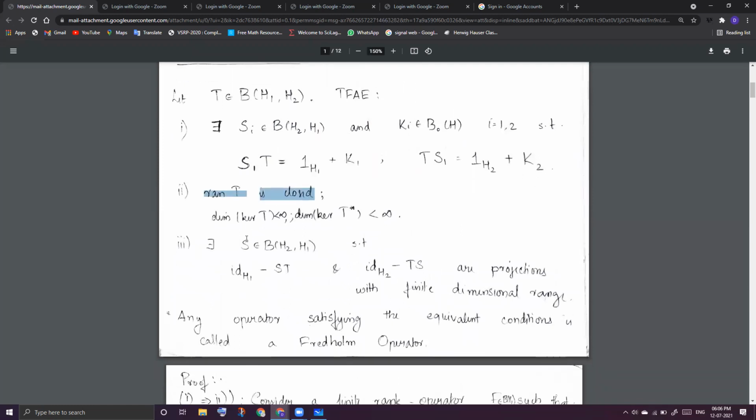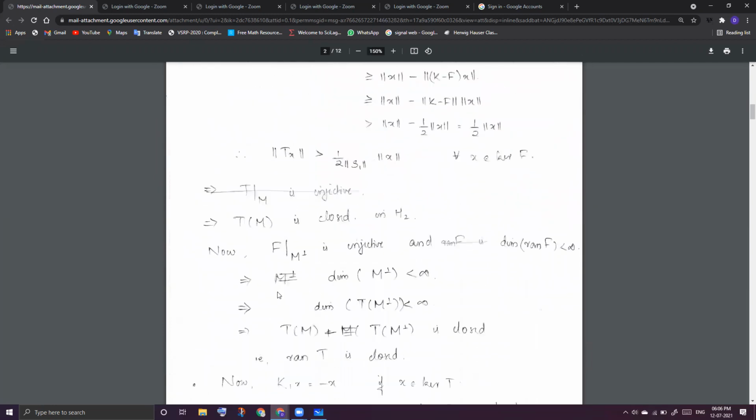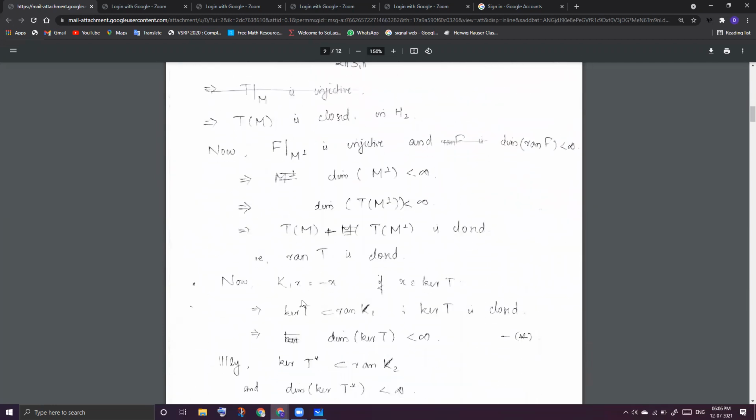And again, for this part, if h is in the kernel of T, what we have is K1 of h is equal to minus h, and we will have that the kernel of T is contained in the range of K1. And we know that the kernel of T is closed. This will imply that the dimension of the kernel of T is finite, and so this is a result.